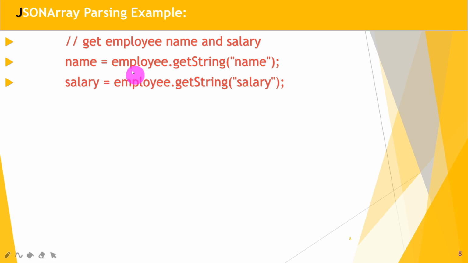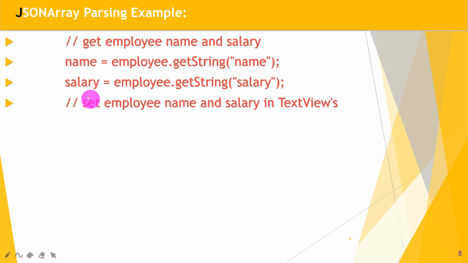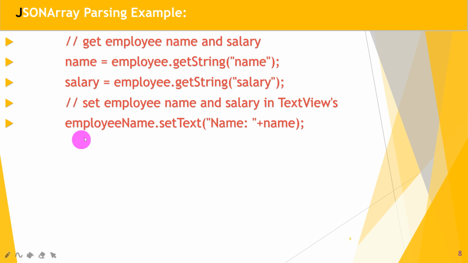Next, get the employee name and salary from that JSON string. So employee dot getString method and pass the name of that key. It returns the respective value. So employee dot getString salary, that is the key name. So it returns its respective value in the salary and name strings. Great. After that, set the employee name and salary in the text views. How to set it? The name of the text view, that is employee name dot setText, and you can set the name.